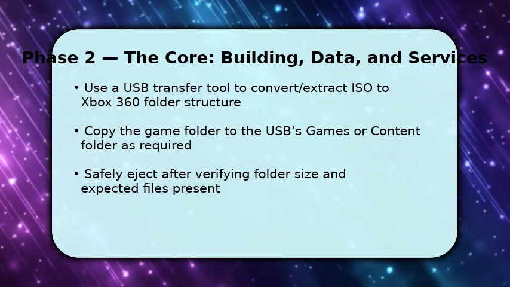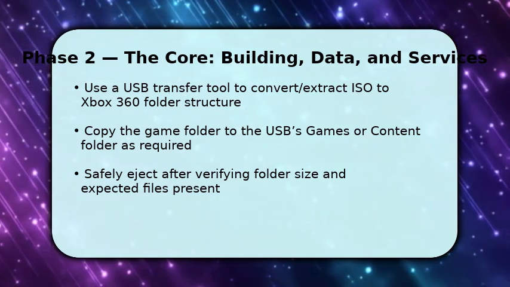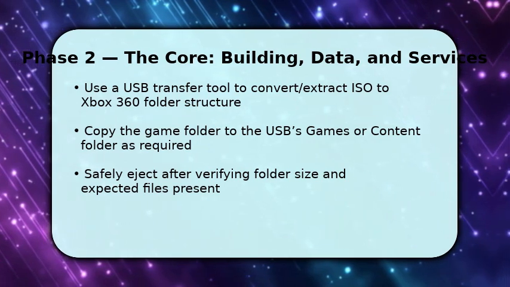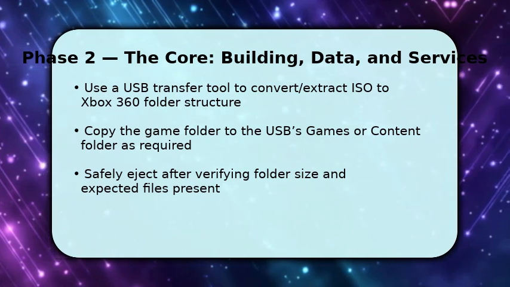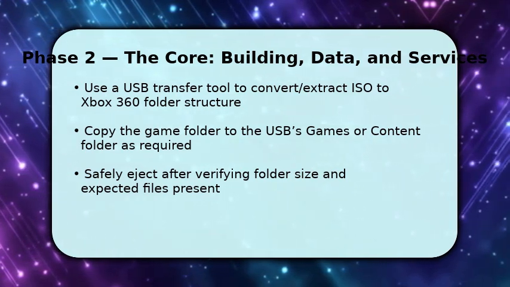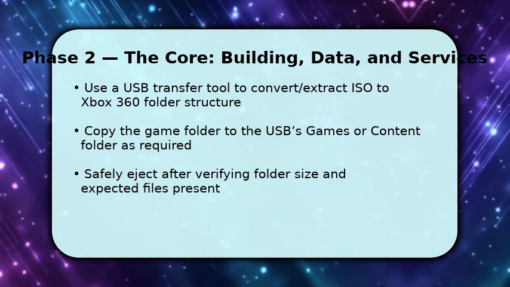Open your transfer tool and convert the ISO to the Xbox 360 file layout if needed. This step creates content or games folders with proper metadata. Next, copy the game folder into the USB's root or the required content/games path.